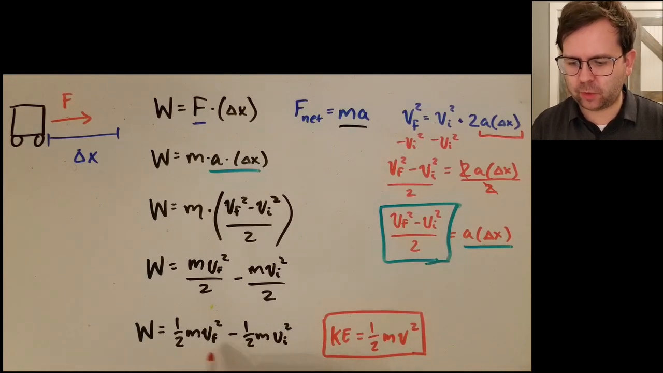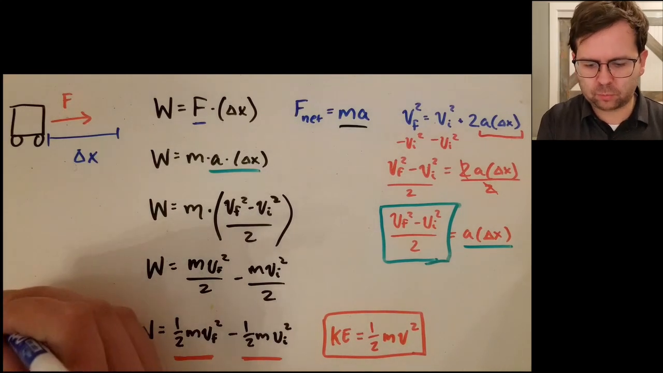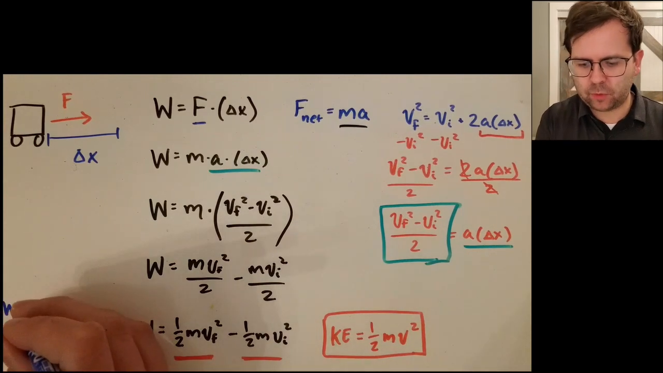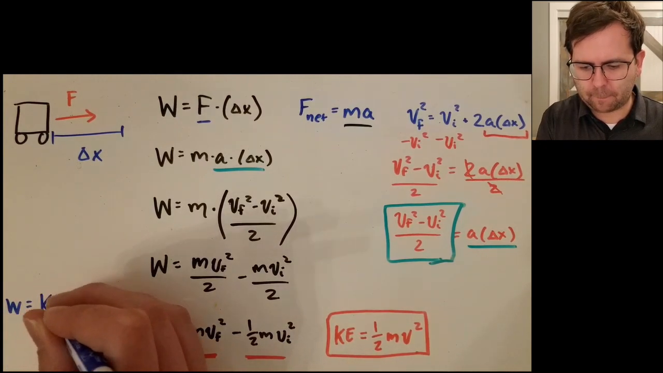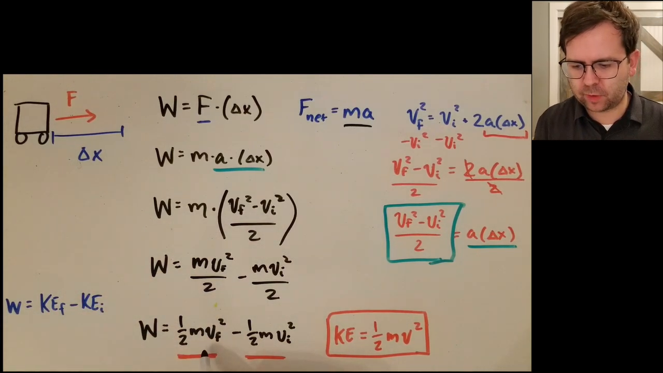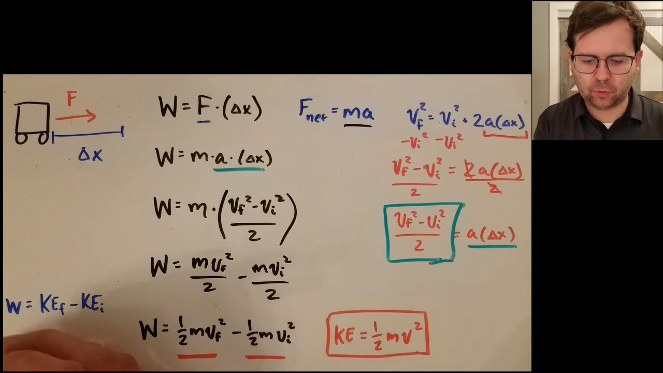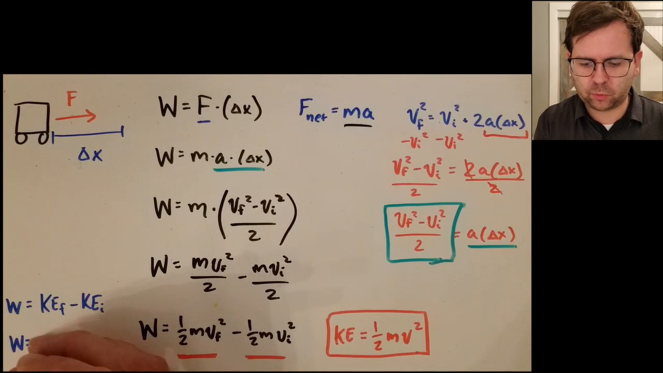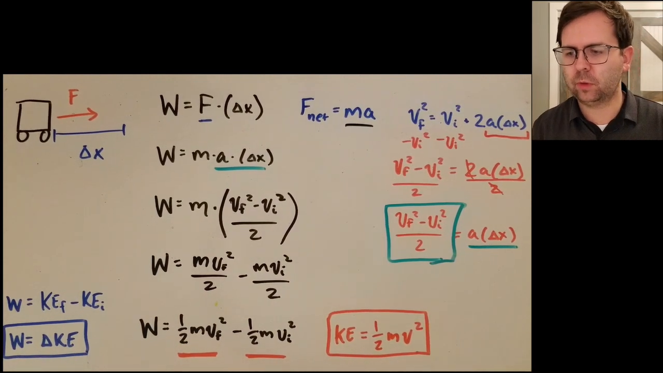And that allows us to say, okay, this is the final kinetic energy and this is the initial kinetic energy. So in other words, the work that you do on this shopping cart is equal to the final kinetic energy minus the initial kinetic energy. This is the final, this is the initial, and final minus initial is the change. So the work that you do on an object equals the change in the kinetic energy of that object. And kinetic energy is, as we defined it, 1/2 mv squared.